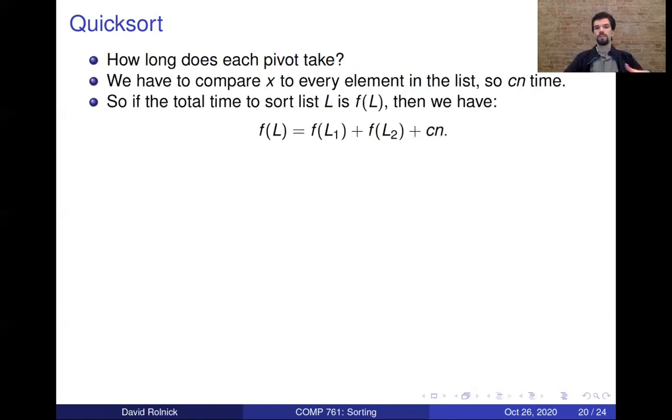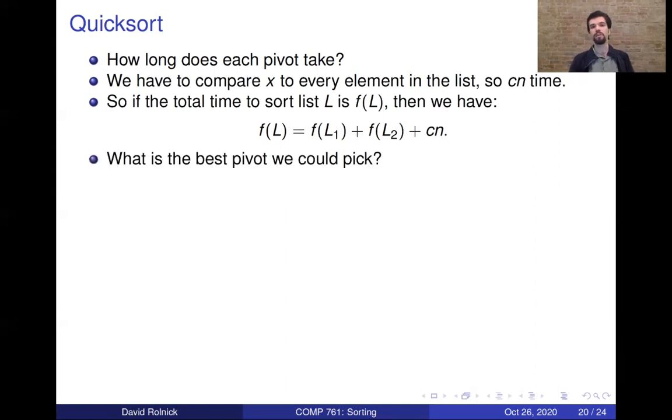So if the total time to sort a list L is f of L, then we have f of L is f of L1, because we have to sort L1, we have to sort L2, and then there's that time to do the pivot, which is Cn. Again, N is the length of L.